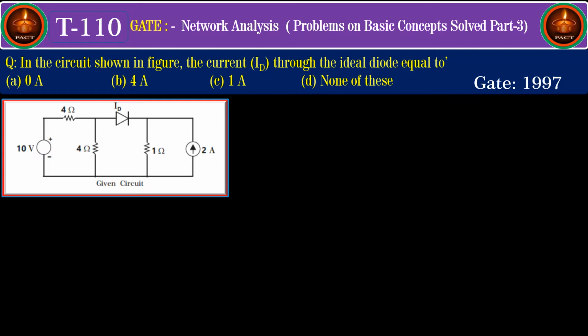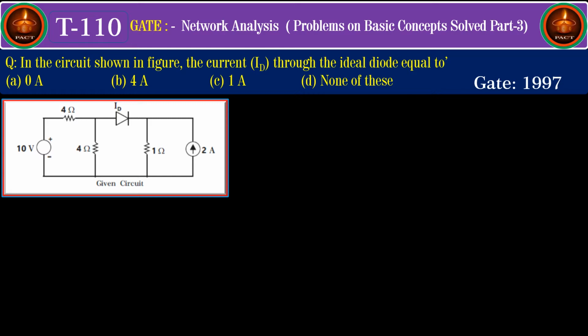Friends, now let us solve one interesting problem from GATE 1997. In this problem, we are required to find the current ID through the ideal diode shown in the figure. The options are given and we have to identify the correct option.